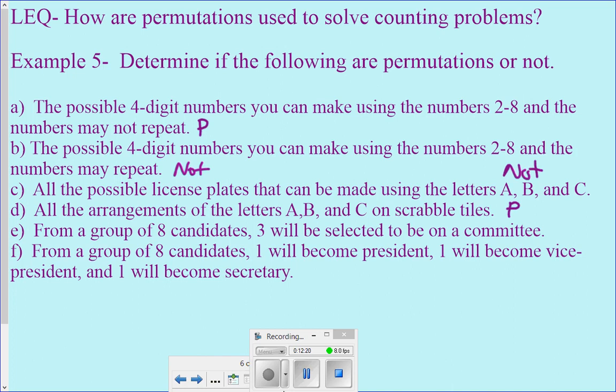From a group of 8 candidates, 3 will be selected to be on a committee. That's just a committee. They're equals on the committee. The order that I pick them doesn't matter, so it's not a permutation. On the other hand, in this last one, I'm picking them in a specific order. I'm picking president, vice president, and secretary. So the order does matter. And we can't repeat because once someone is president, they're not also going to be vice president. So that is a permutation. The order matters and no repeats are allowed.